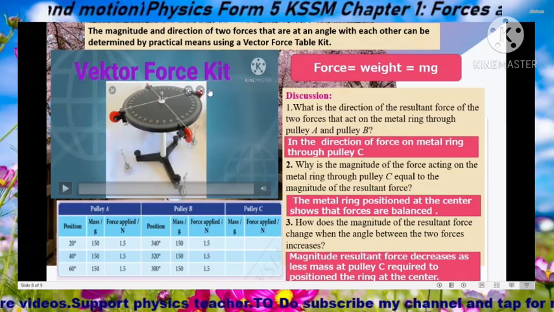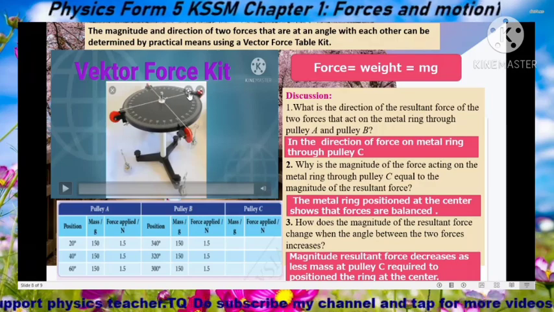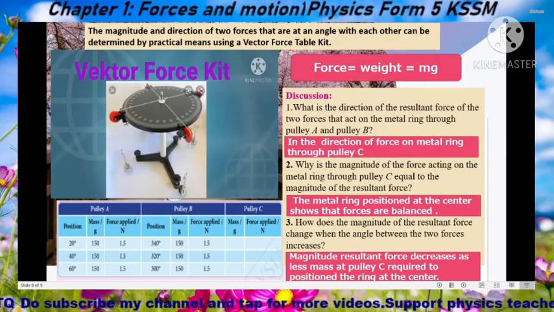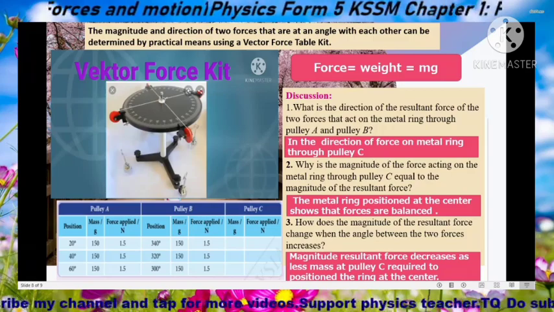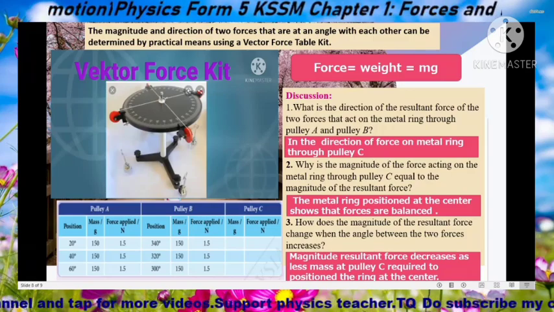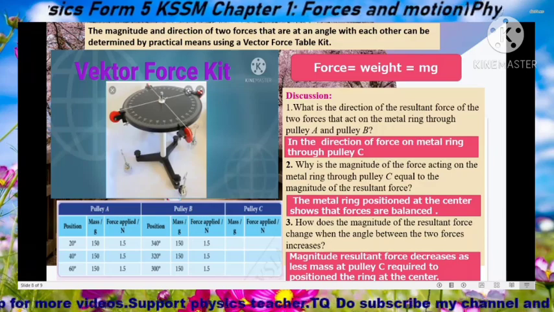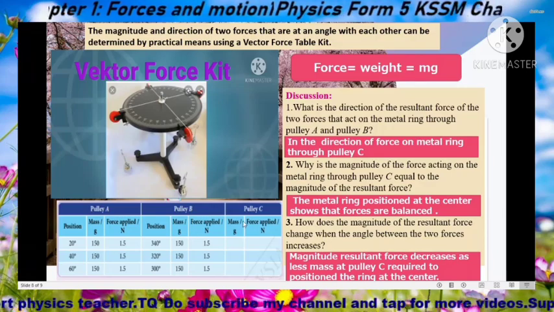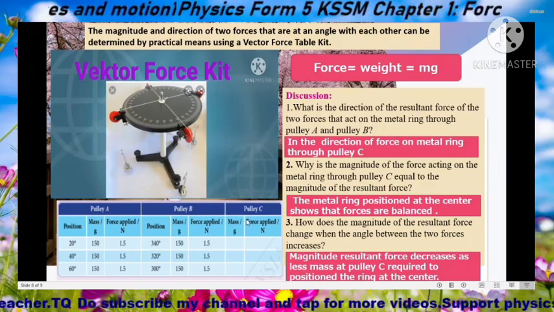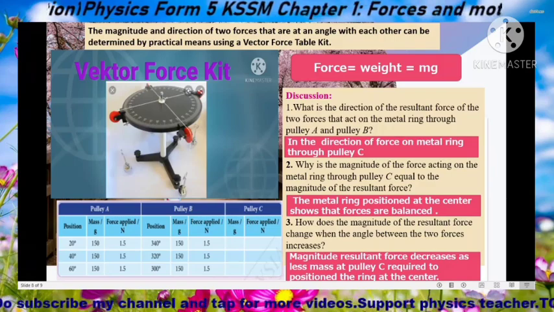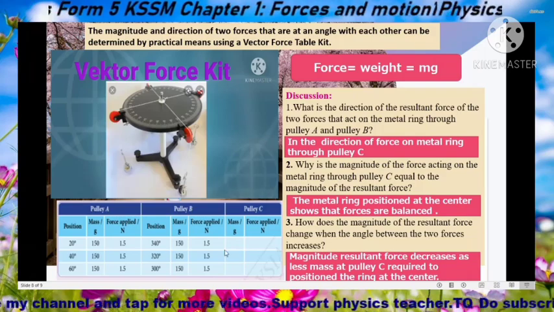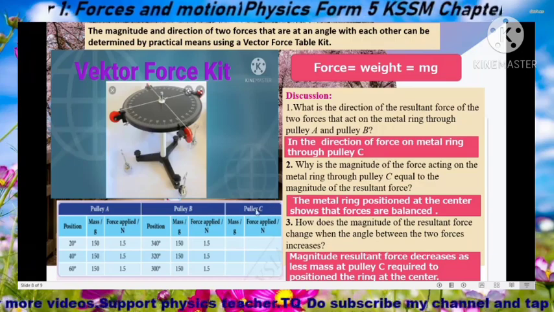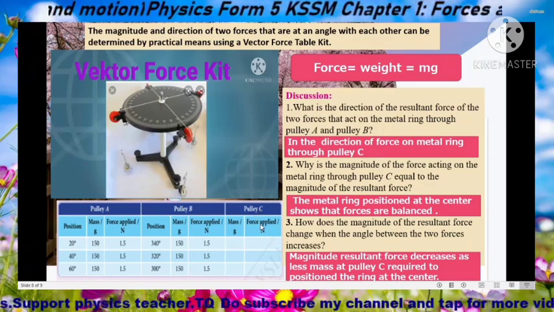Okay, there is a mark for 0 degrees and also 360 degrees. Then you can change the angle by placing the pulley at a certain angle. So we have three pulleys. Pulley C is the third force that will balance A and B. Or we can say C will act as the resultant force.